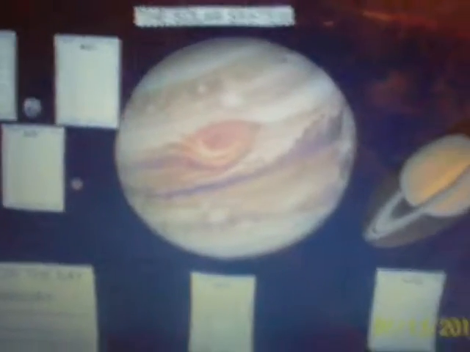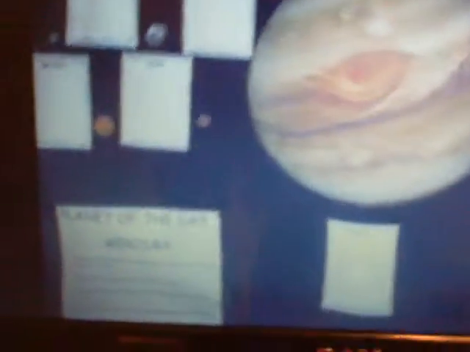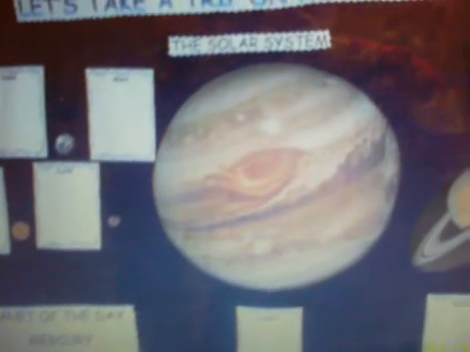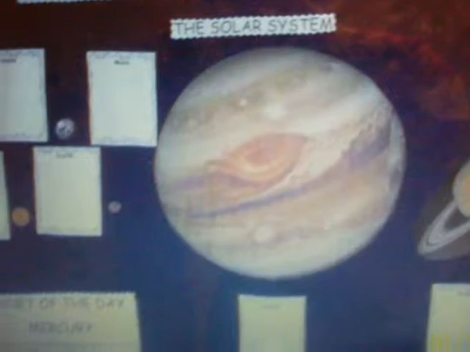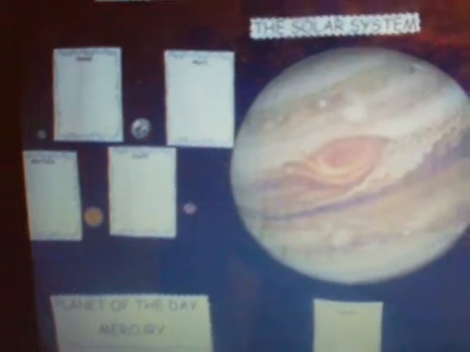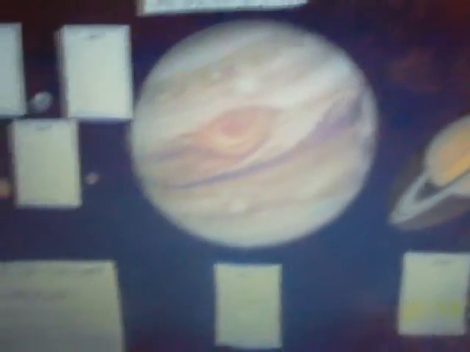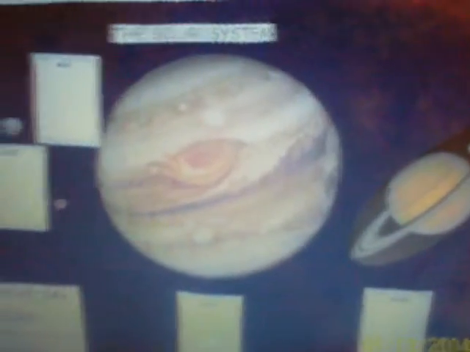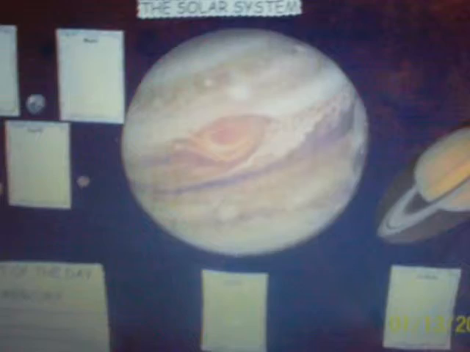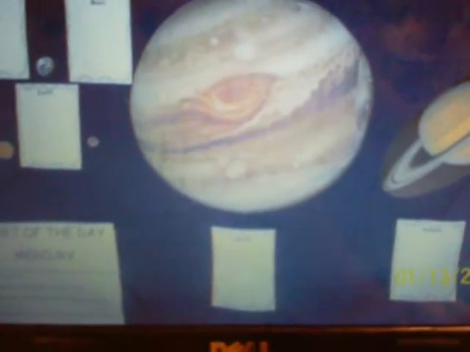Here are the planets themselves and the planet of the day list. As you can see, for this day we have Mercury, and each day we will write a list of characteristics next to our planet. I tried to make all of the planets in scale so that the students get a good idea of their actual size.